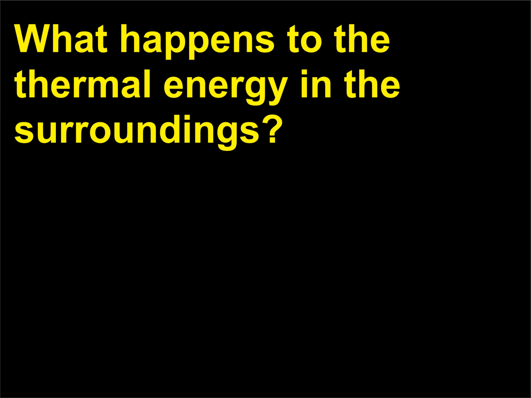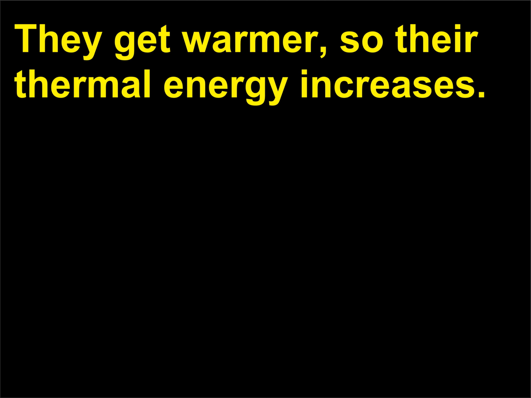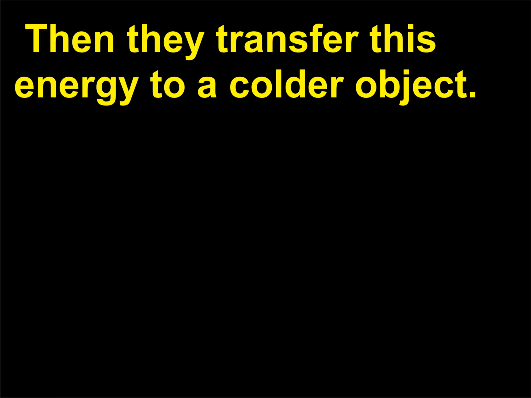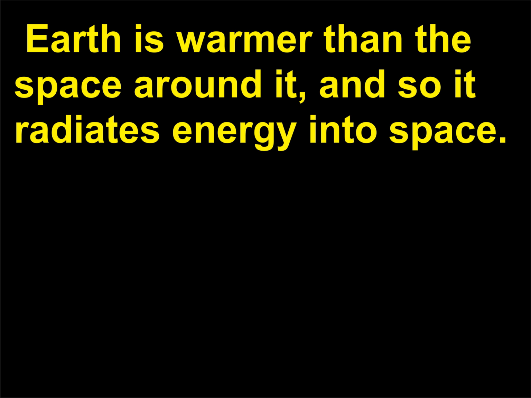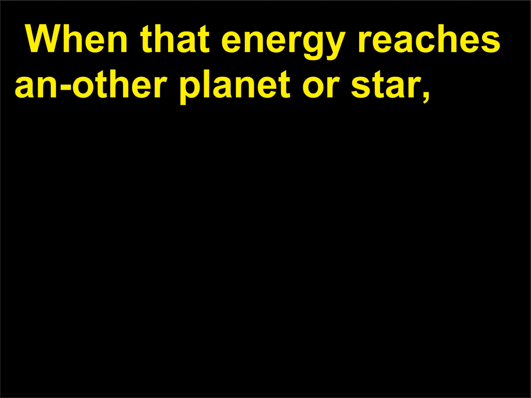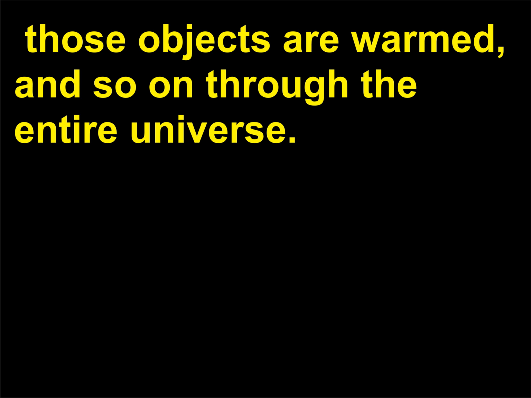What happens to the thermal energy in the surroundings? They get warmer, so their thermal energy increases. Then they transfer this energy to a colder object. Earth is warmer than the space around it, and so it radiates energy into space. When that energy reaches another planet or star, those objects are warmed, and so on through the entire universe.